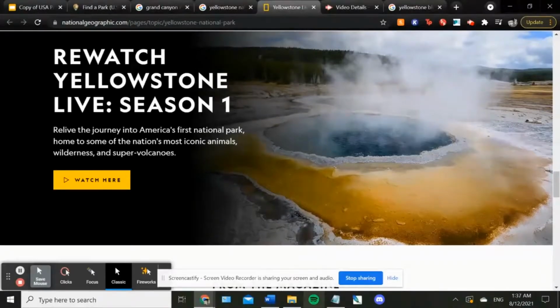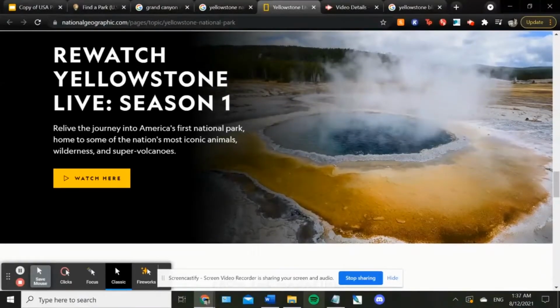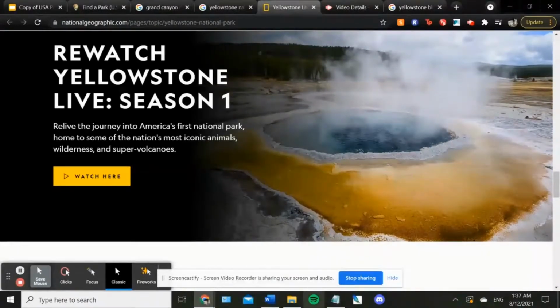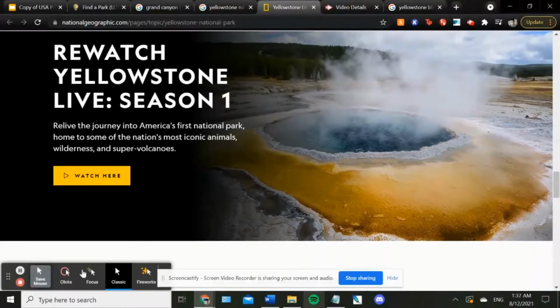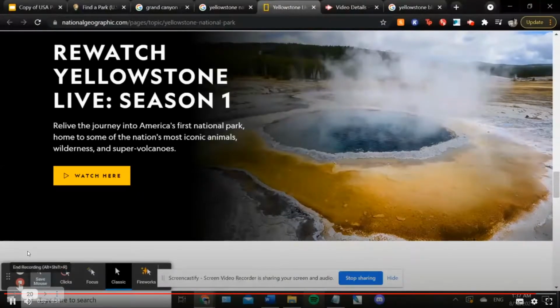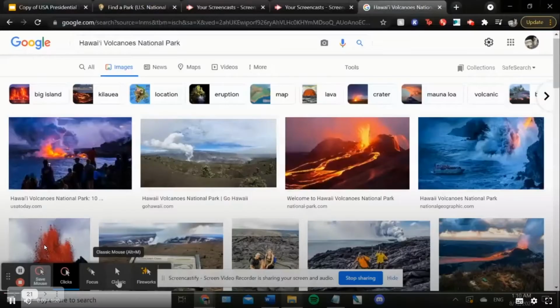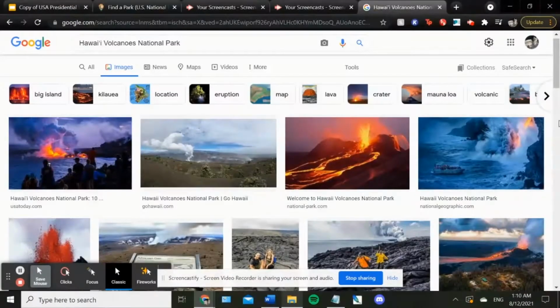It says, relive the journey into America's first national park, home to some of the nation's most iconic animals, wilderness, and super volcanoes. So that is Yellowstone in Wyoming. Okay, so I looked up the most famous national parks in the United States so that we can kind of stay focused on the ones that are most well known. So this is Hawaii Volcanoes National Park.